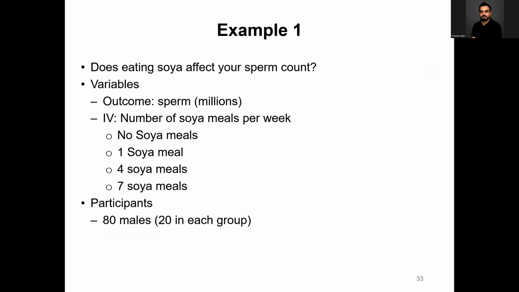So here again, I would go ahead and rank my data for sperm count for each group: no soy, one soy meal, four soy meals, and seven soy meals. Then this is my test statistic. The Kruskal-Wallis test is represented by H, and this is the formula for the H statistic. Again, you don't have to memorize this formula. SPSS will do that for us.